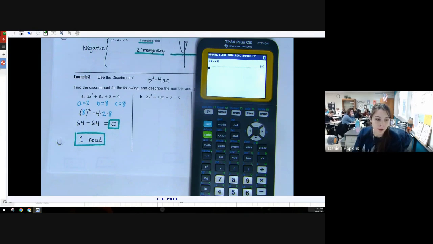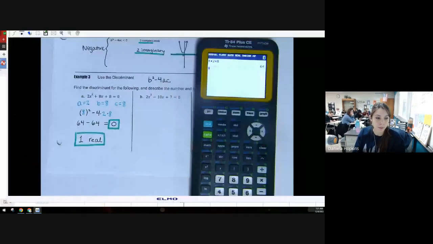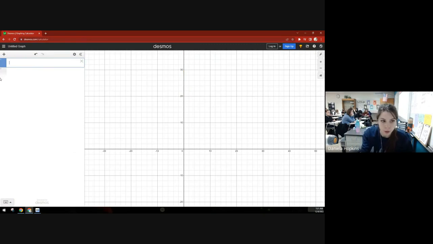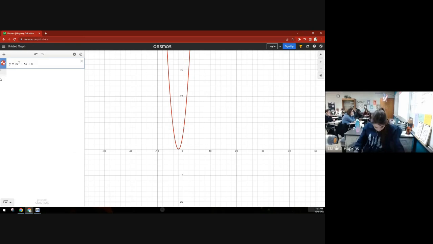Again, if we were to look at this in Desmos, just so that I can make this super clear, if we type in that function we just looked at, y equals 2x squared plus 8x plus 8, you can see that, sure enough, it sits right on the x-axis. We don't actually know the root value from this discriminant, but that doesn't matter. We're just describing how many roots it has.